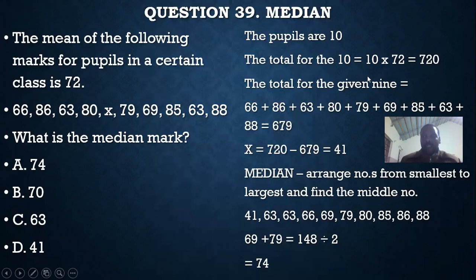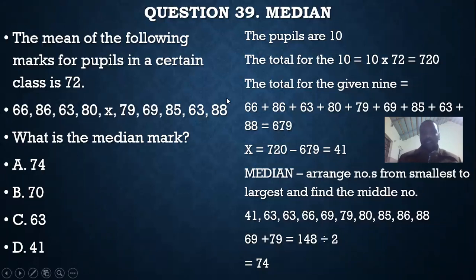So the 10 times 72 gave us the total for 10. The ones we have added is a total for 9. So the difference gives us the hidden X, the one which was hidden. So 720 minus 679 is 41. So the one represented by X is 41.